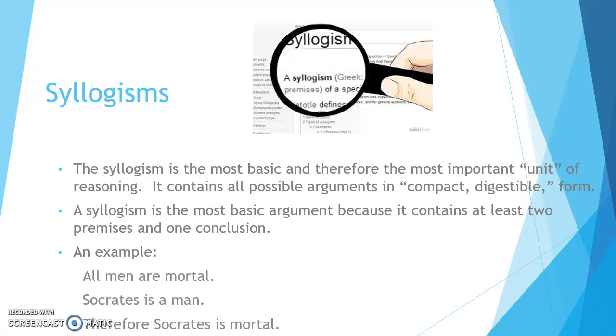The syllogism is the most basic and therefore the most important unit of reasoning. It contains all possible arguments in compact, digestible form. A syllogism is the most basic argument because it contains at least two premises and one conclusion. For example, all men are mortal, Socrates is a man, therefore Socrates is mortal.